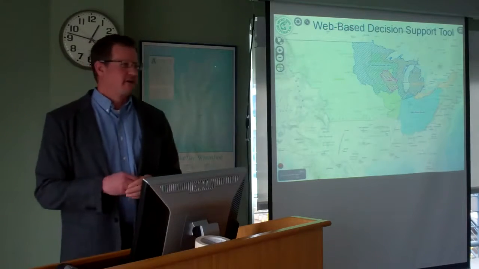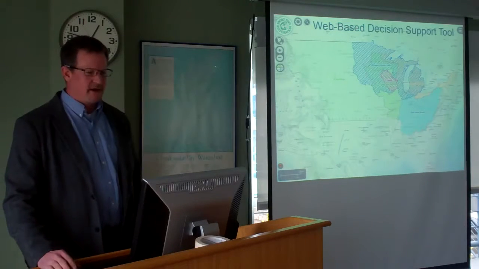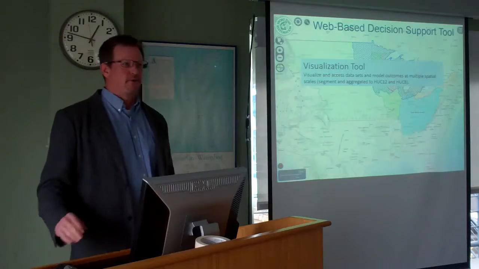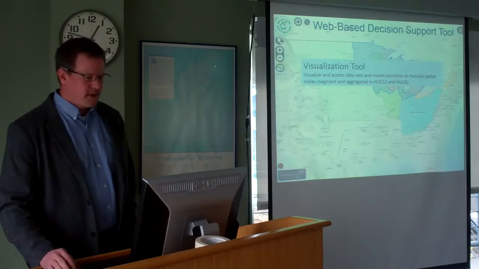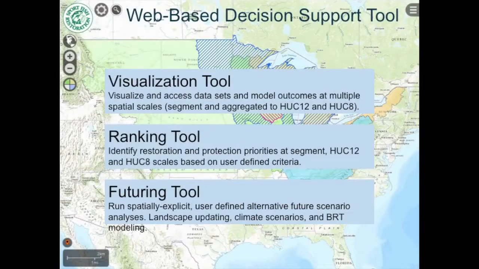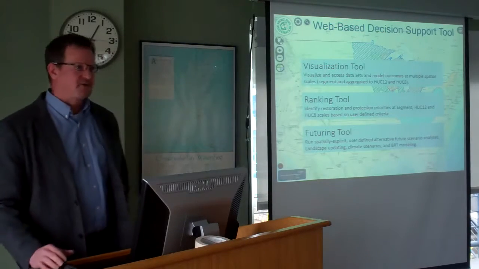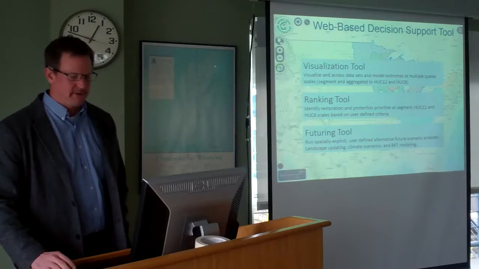Okay, so just a couple of points here about the web-based decision support tool. Ultimately, it has three components. One is this visualization tool that allows us to visualize and access data sets interactively. A ranking tool that allows us to mess around with some things that we might think are important. And then ultimately a futuring tool which allows us to change the landscape, change the climate, and ask the question, what happens when this happens?